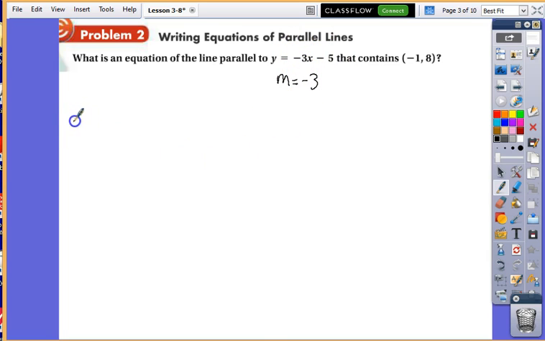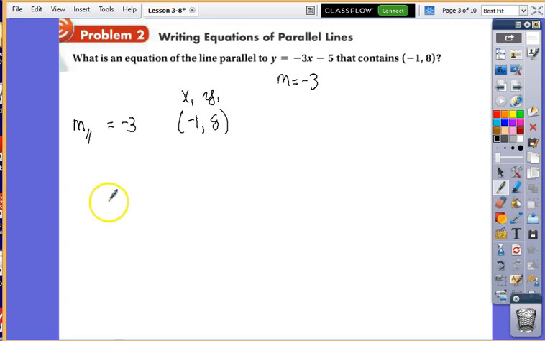So I know that the slope of my new line is also going to be -3. I like to call that the parallel slope. If two lines are parallel, they have the same slope, so because it's parallel to another line that has a slope of -3, its slope is also going to be -3. And then, of course, I have a point, (-1, 8). That would be an x1, y1 situation right there.